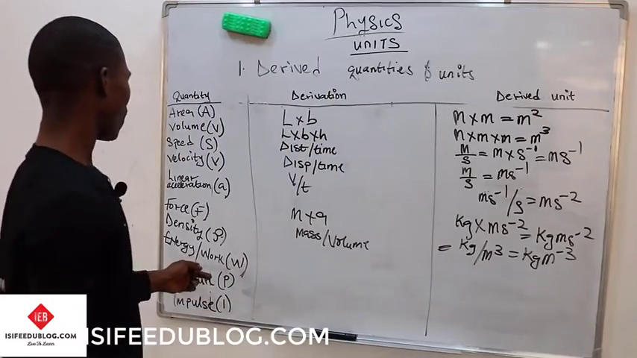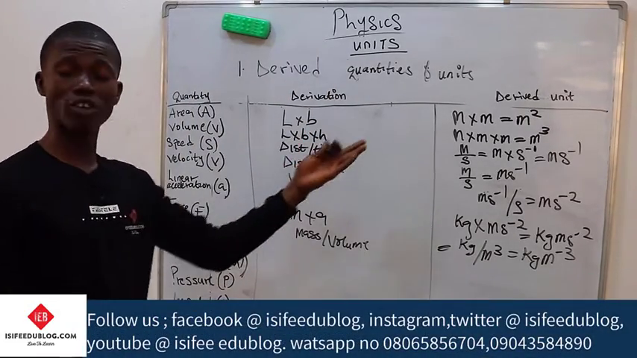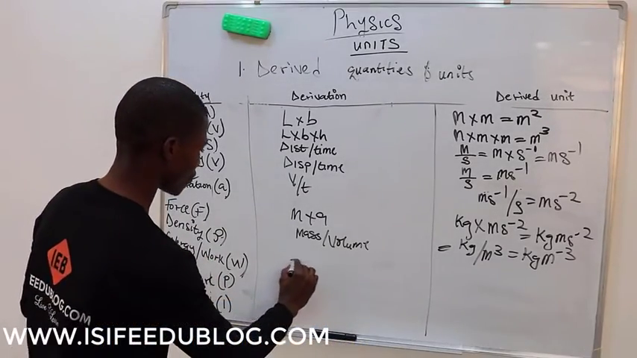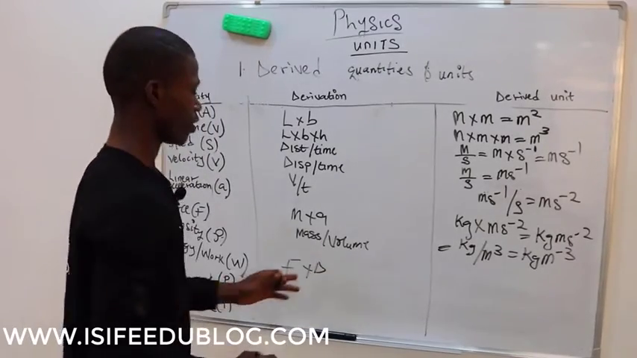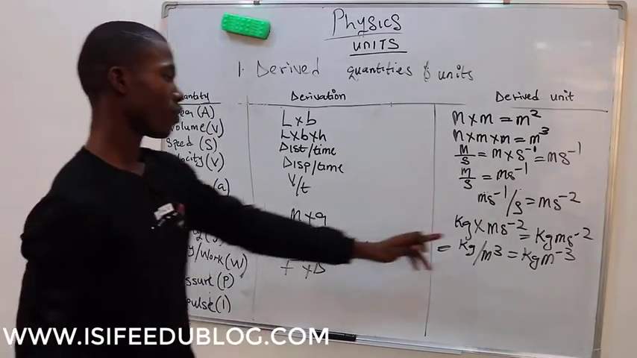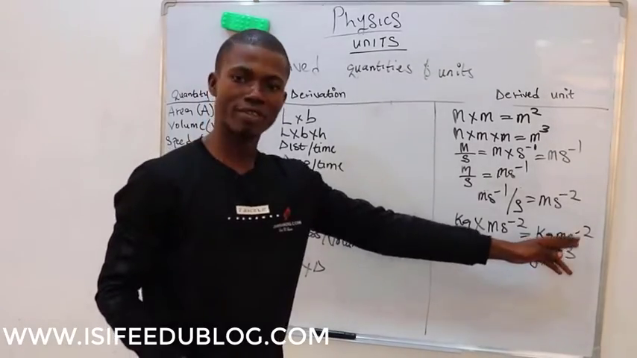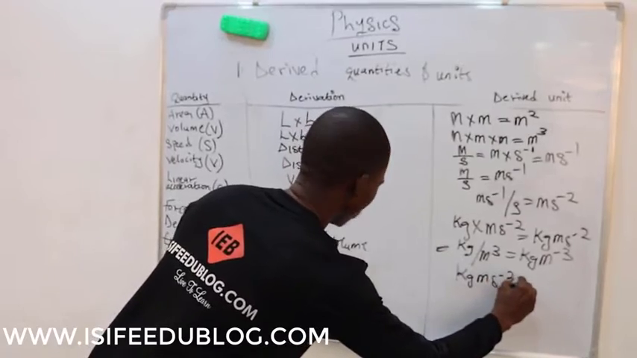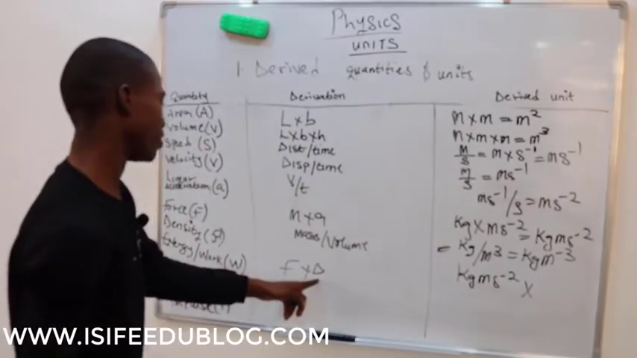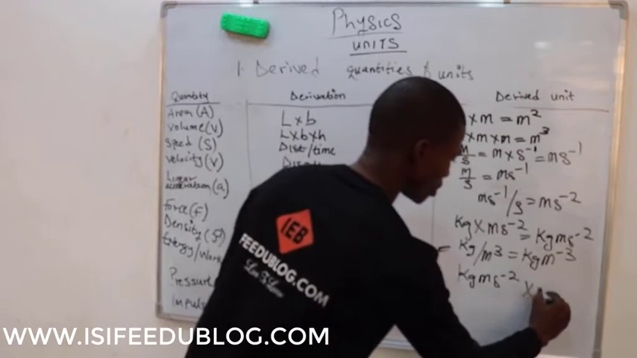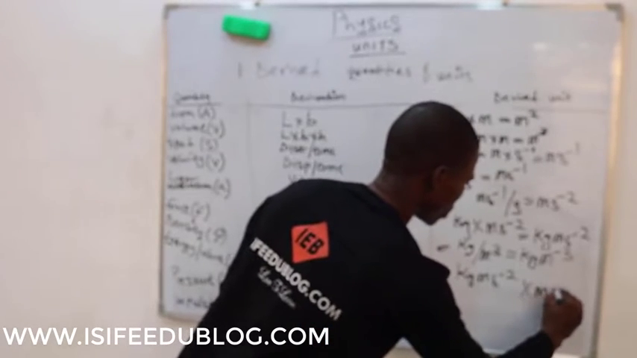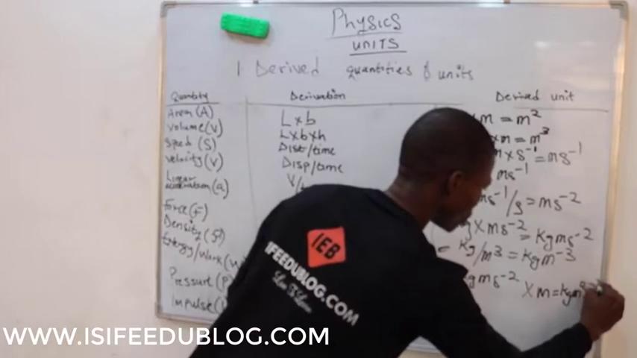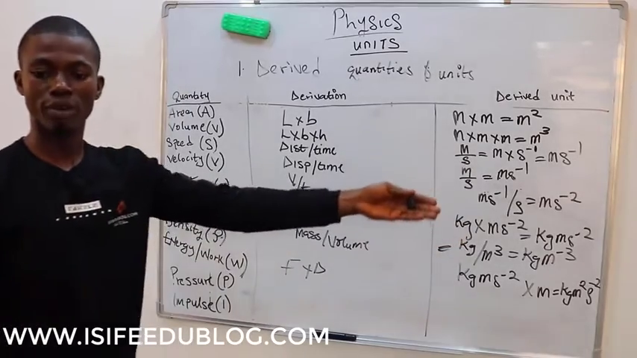That is density. For energy or work, they have the same derivation and units as moment, which is force times distance. Force, as we already know, is kilogram meter per second squared, times distance, which is measured in meters. It will give us kg m^2 s^-2, kilogram meter squared per second squared.